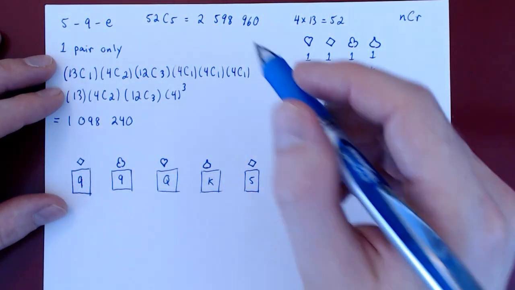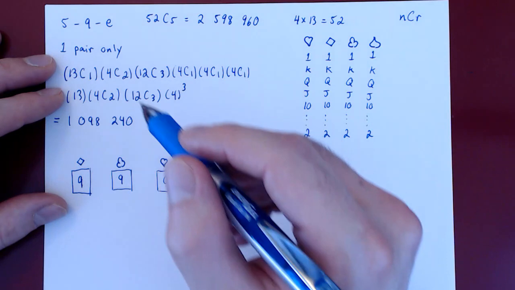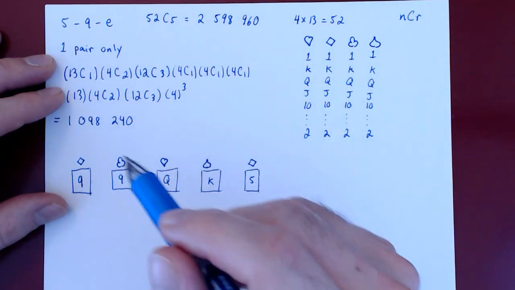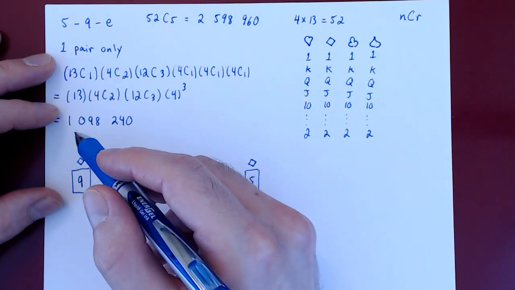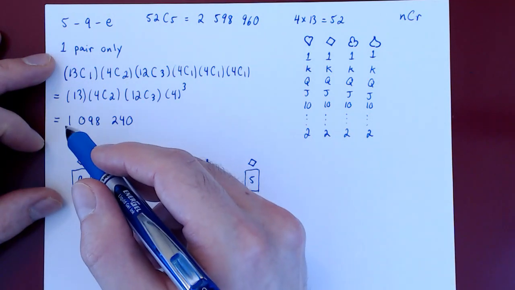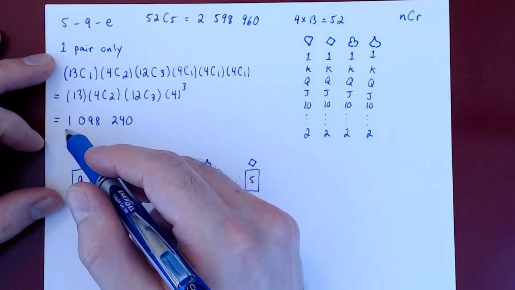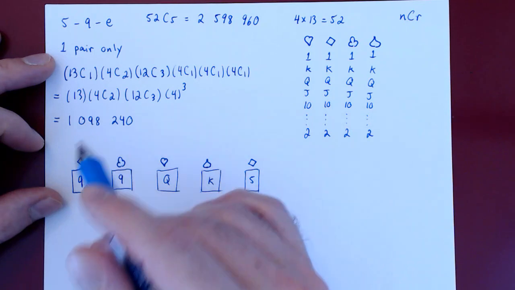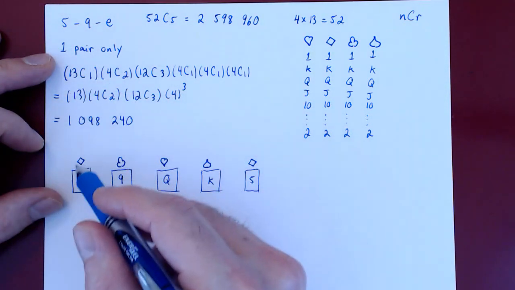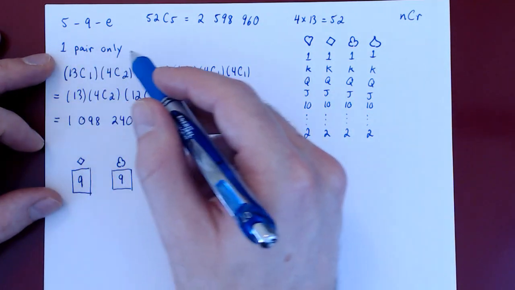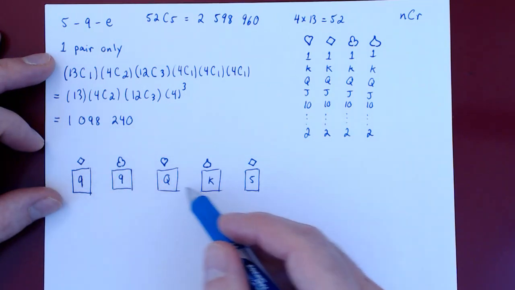So out of the total number of possible hands of 5 cards, which is approximately 2.6 million, or I could say approximately 1,100,000, roughly, consists of a hand of 5 cards with one pair only. So one pair and nothing stronger.